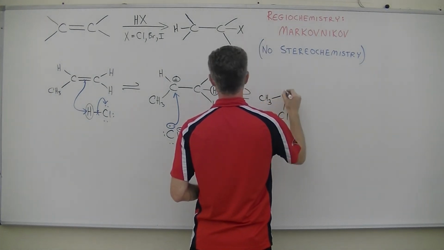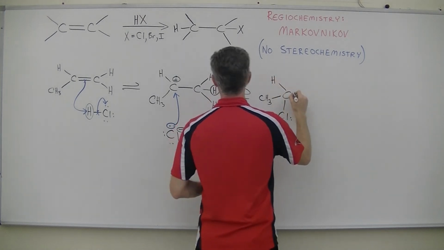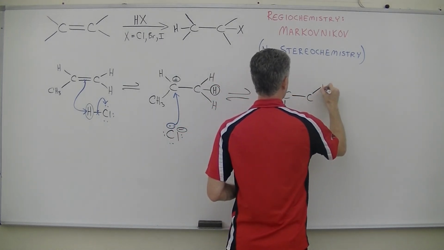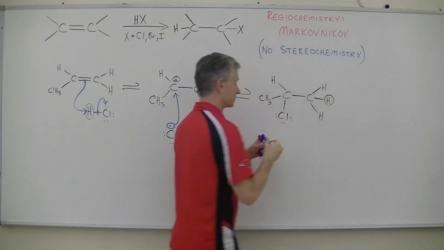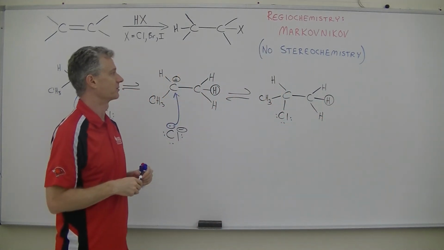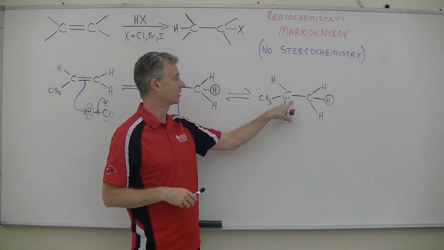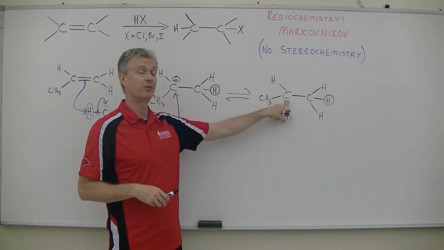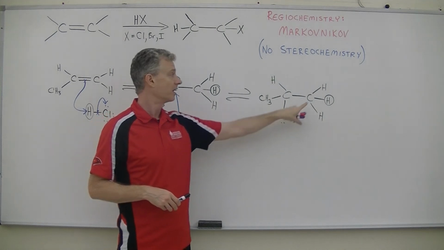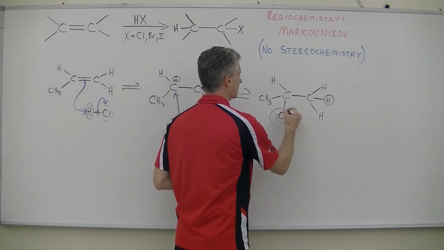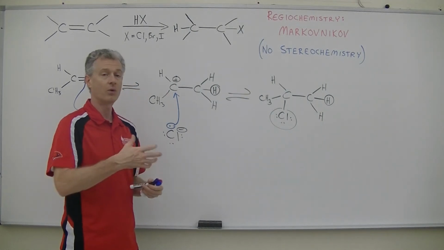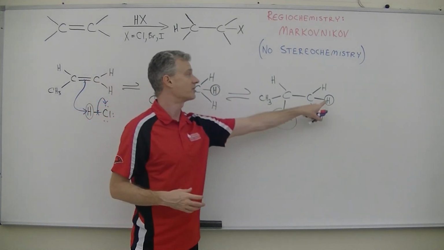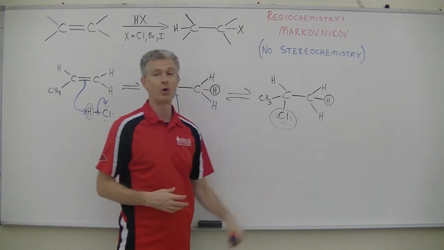It does, however, have Markovnikov regiochemistry, which is to say that the non-hydrogen group goes at the more highly substituted carbon, and the hydrogen that was added goes to the less substituted carbon. Another way to look at it: the hydrogen that's added goes where there's more hydrogens.